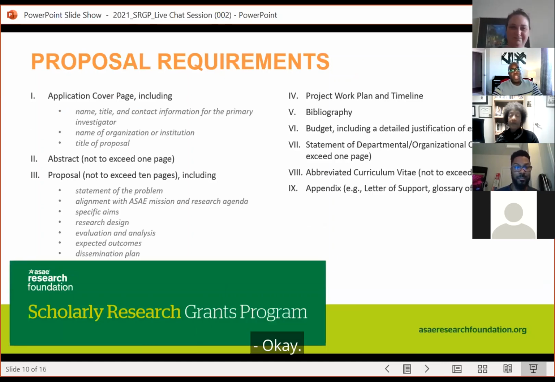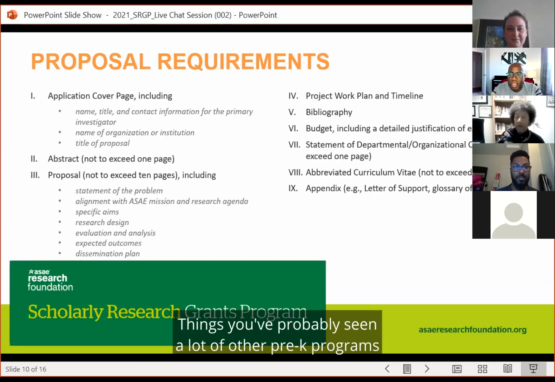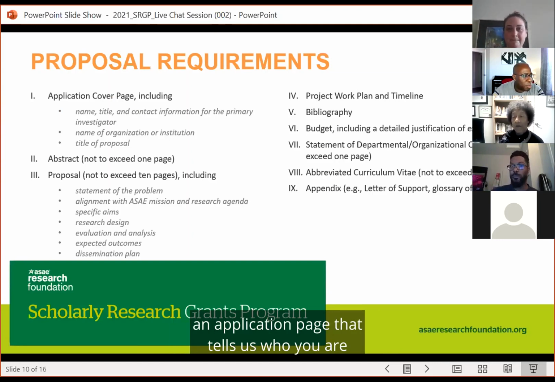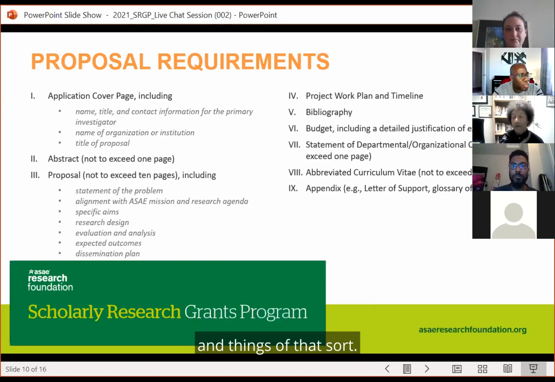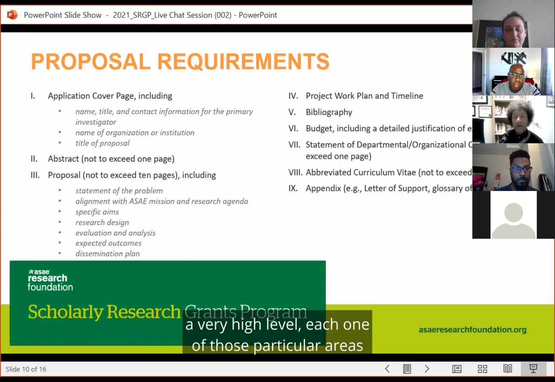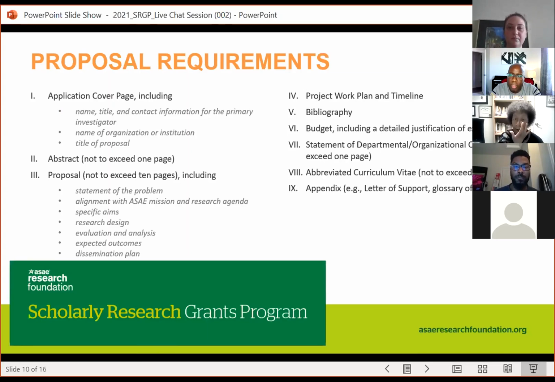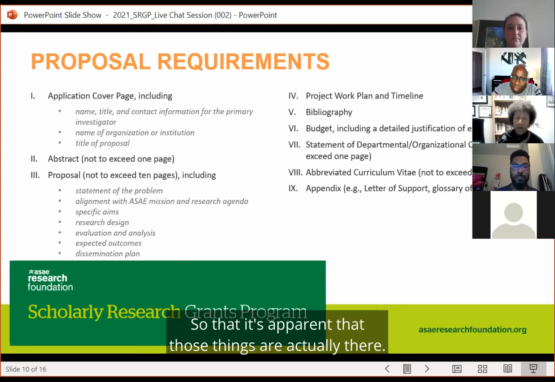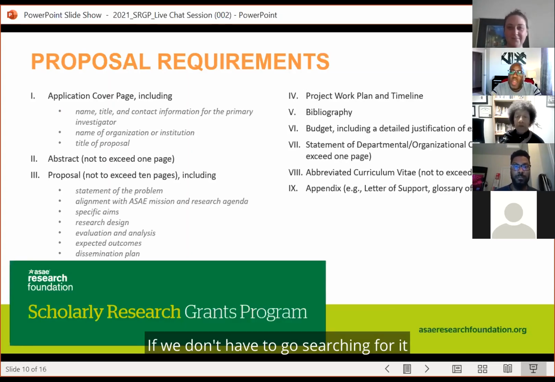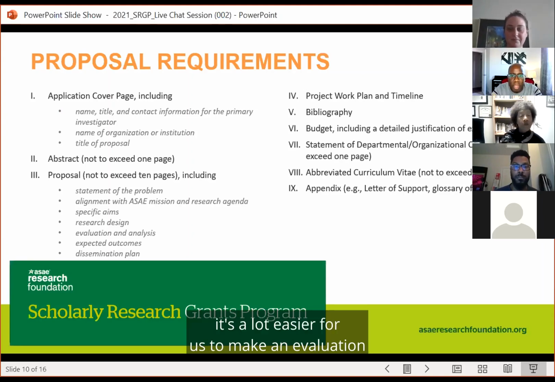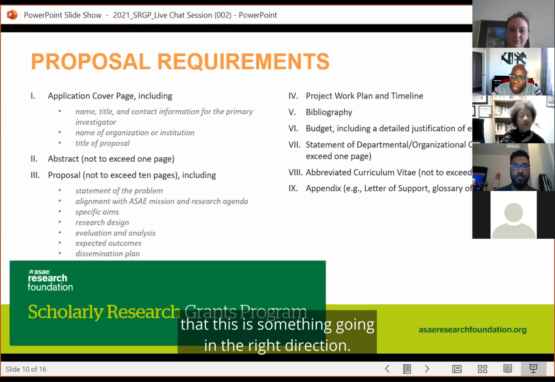Okay. So the proposal requirements, a lot of this is kind of straightforward, things you've probably seen in a lot of other grant programs: an application page that tells us who you are and things of that sort, and an abstract that gives us an idea of what the project is about. I would say an abstract that covers, at a very high level, each one of those particular areas we talked about in that last slide, so that it's apparent that those things are actually there. If we don't have to go searching for it, it's a lot easier for us to make an evaluation that this is something going in the right direction.